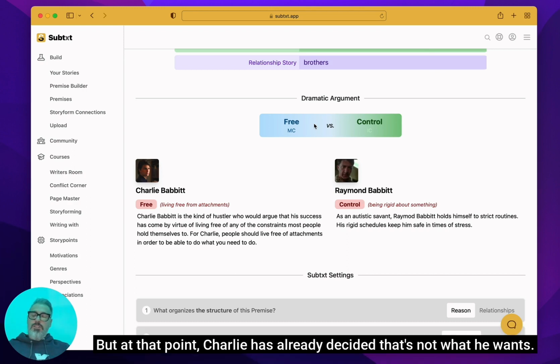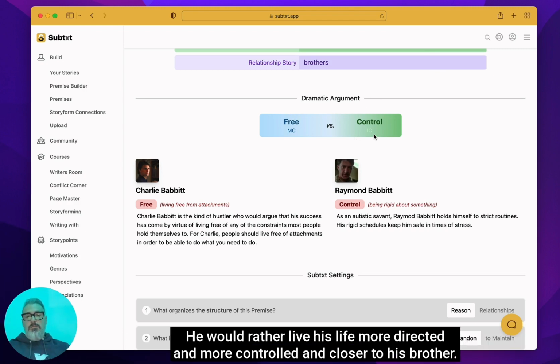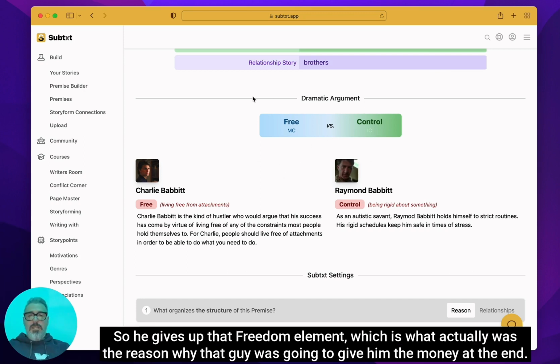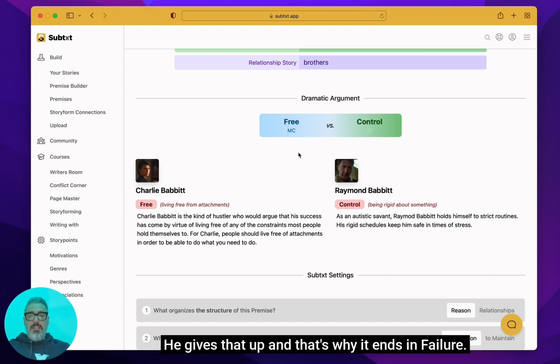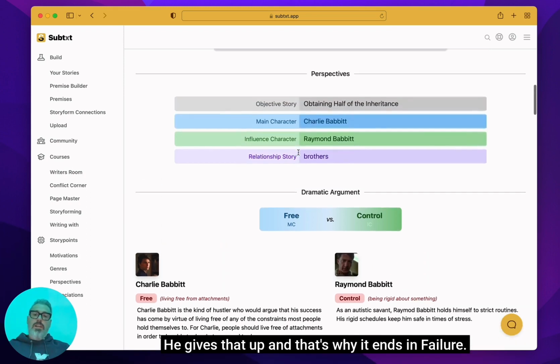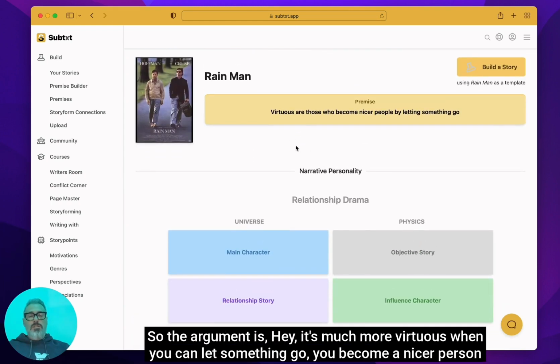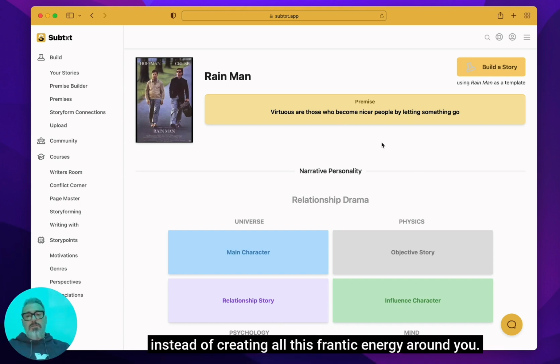But at that point, Charlie's already decided that's not what he wants. He would rather live his life more directed and more controlled and closer to his brother. So he gives up that freedom element, which is actually the reason why that guy was going to give him the money at the end. He gives that up, and that's why it ends in failure. So the argument is, hey, it's much more virtuous when you can let something go to become a nicer person instead of creating all this frantic energy around you.